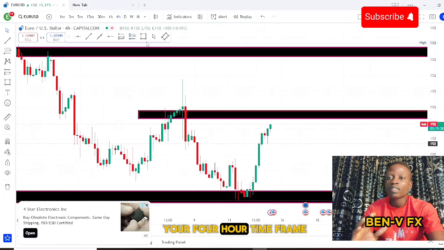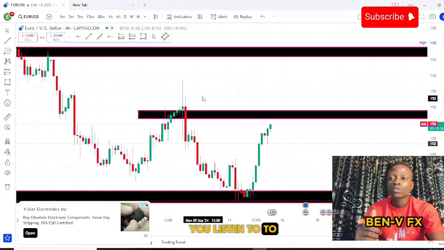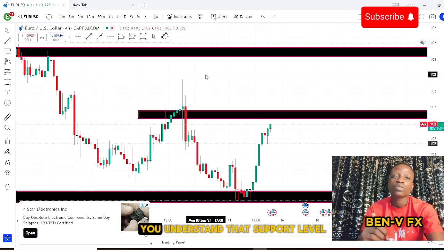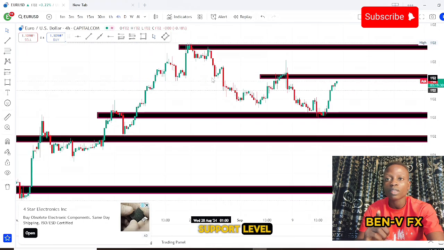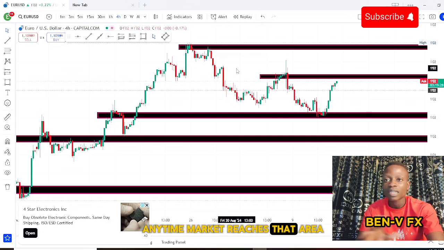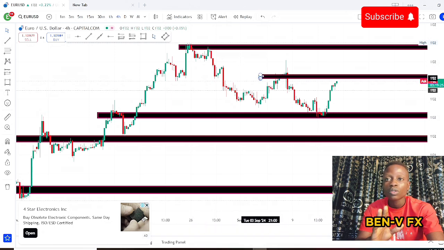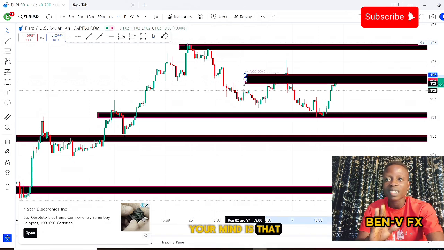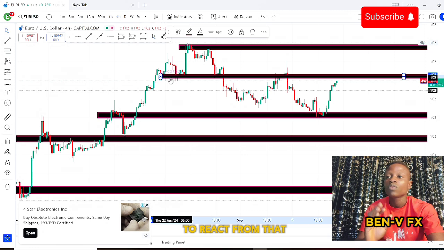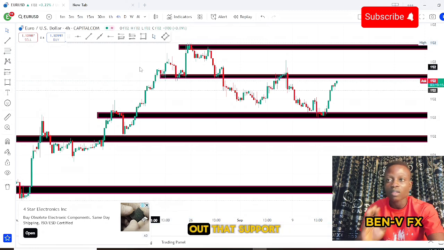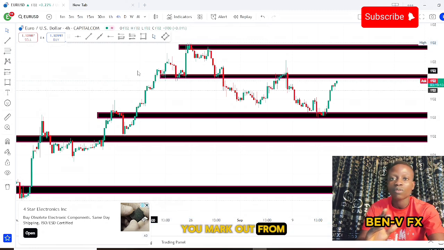If you switch to a 4-hour time frame, you listen to that support level that you mark out. You understand? That support level you mark from the daily time frame, you listen to that support level. Anytime the market reaches that area, what will come to your mind is that the market is definitely going to react from that support, from where you mark out that support and resistance from your daily time frame.